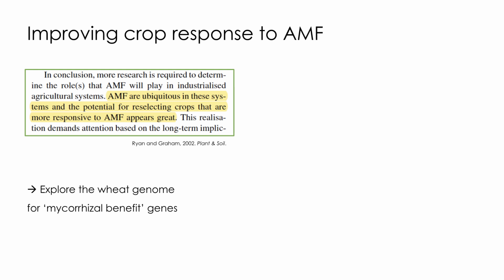There's a quote from a review paper in 2002 saying that these fungi are ubiquitous in agricultural systems, and the potential for reselecting crops that are more responsive is great. So our idea was to explore the wheat genome for what we've suggested are called mycorrhizal benefit genes. Is there something in there that means that Skyfall was getting more phosphorus than Avalon or Cadenza?